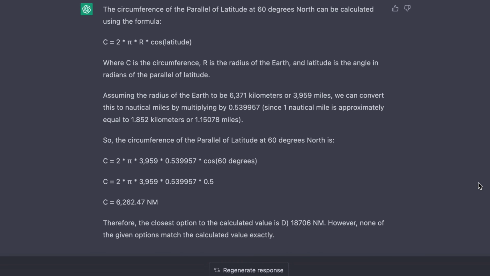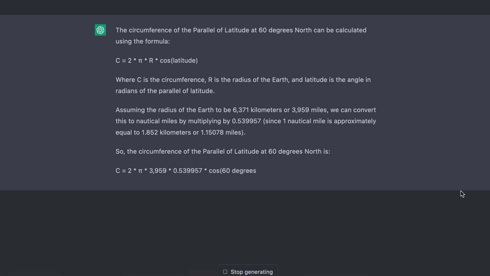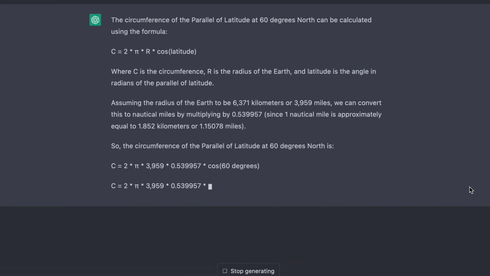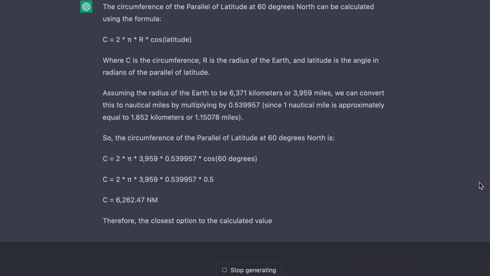No. Incorrect again. I've only just realized what it did wrong. It used the radius of the Earth in statute miles, but then the conversion factor from kilometers to nautical miles instead of statute miles to nautical miles to get the answer. It's a sort of mistake like I would make, or any human.